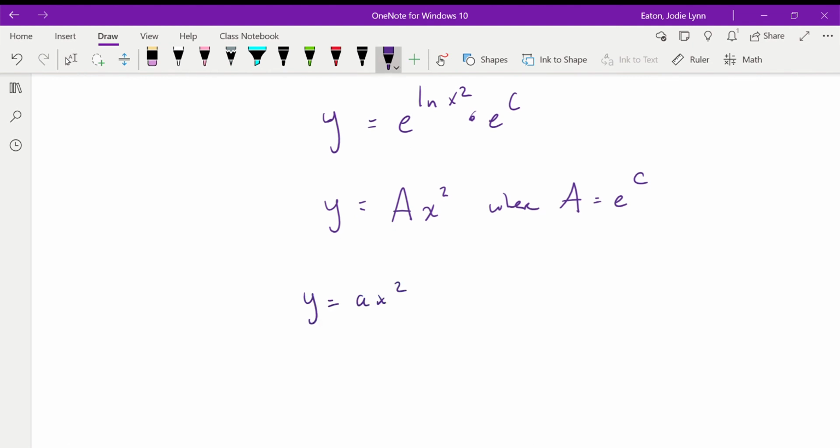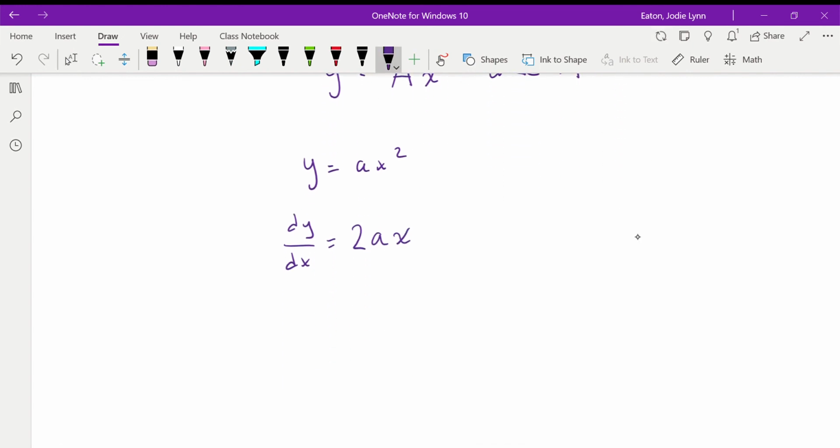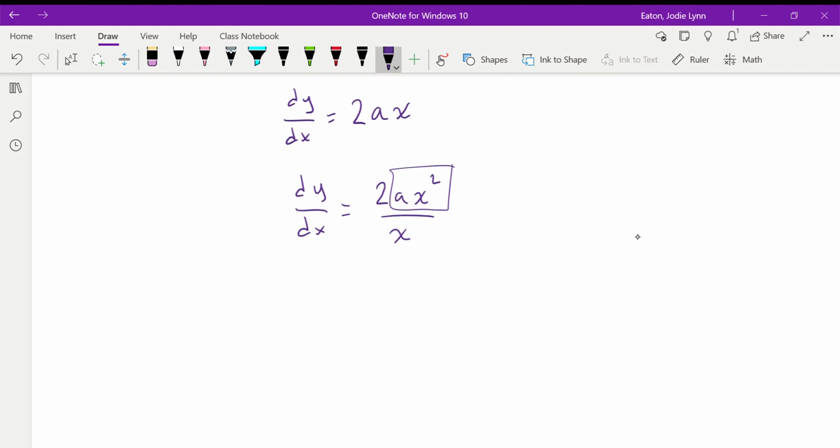So let's check and make sure this actually fits our differential equation. So dy dx equals 2ax. If we multiply both by x over x, we get 2ax squared over x. Notice that this was the same as how we originally defined y. So we get dy dx equals 2y over x. Works for all a greater than 0.